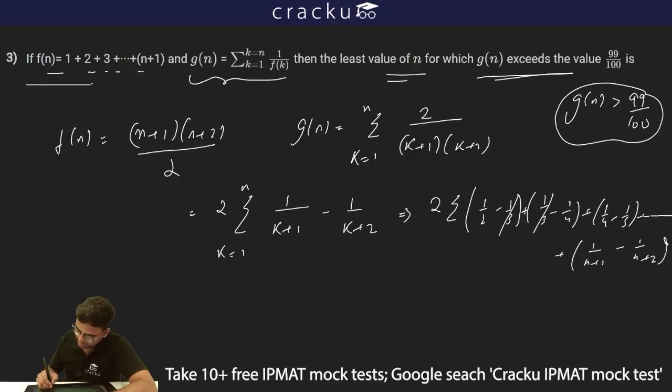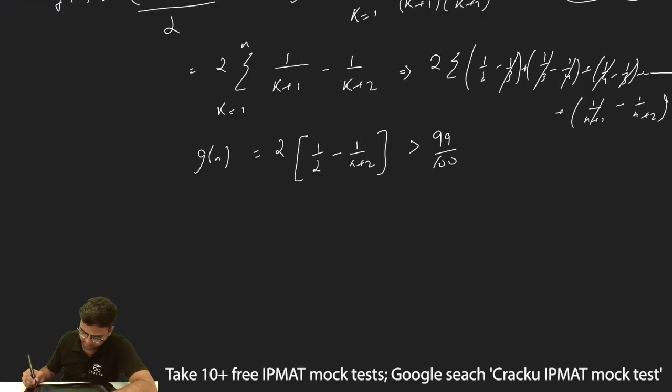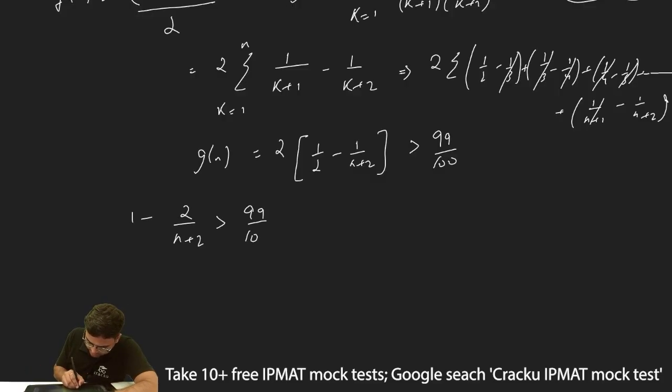Now this 1 upon 3 minus 1 upon 3 will be cancelled, 1 upon 4 minus 1 upon 4, and so on, everything will be cancelled, and ultimately we will be left with 2 into 1 by 2 minus 1 upon n plus 2. Now this value is basically for Gn, and it is given that Gn should be greater than 99 by 100. So this value should be greater than 99 by 100. So if I further solve this, this will be equal to 1 minus 2 upon n plus 2 should be greater than 99 by 100.